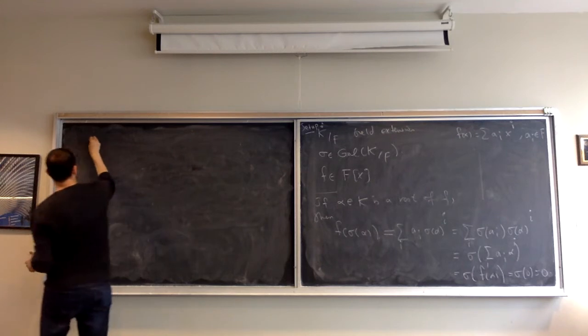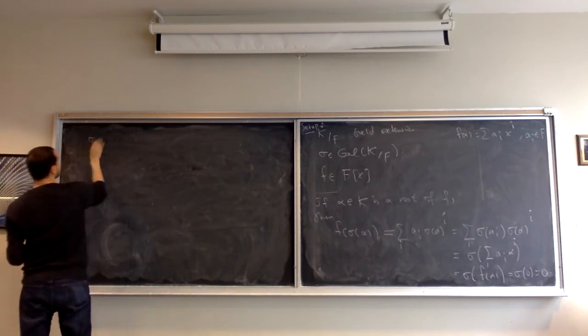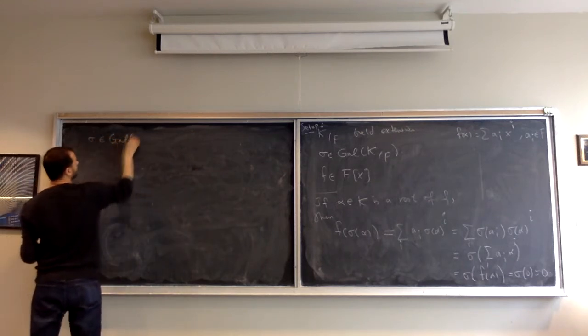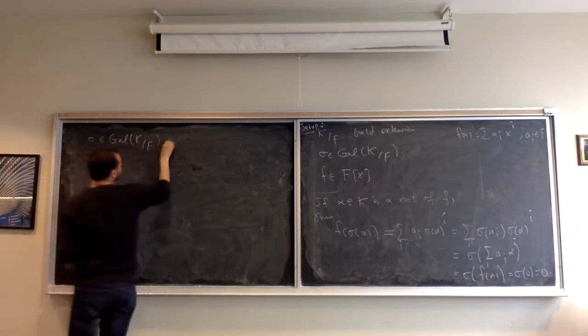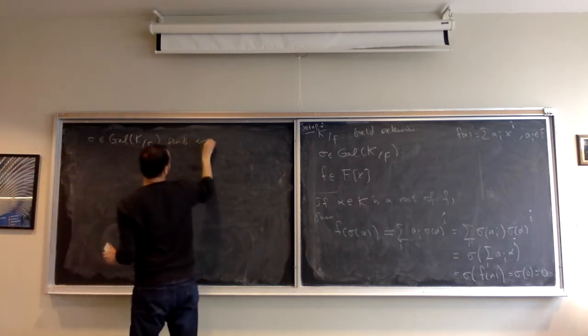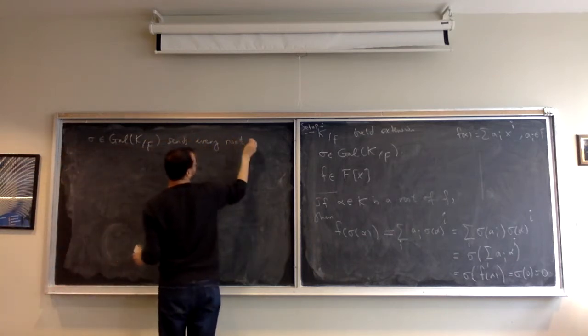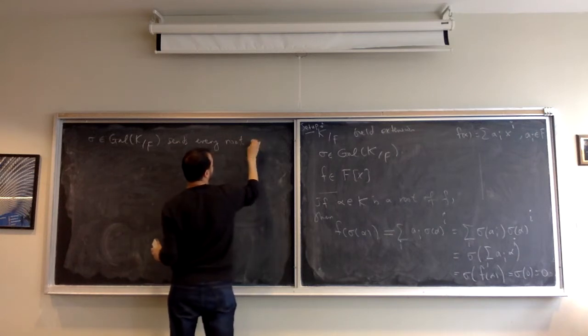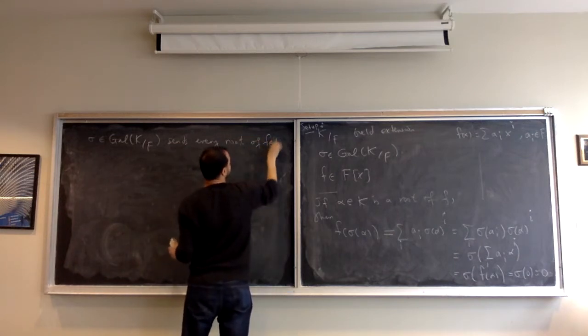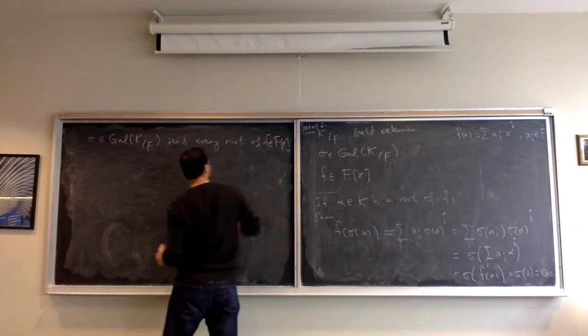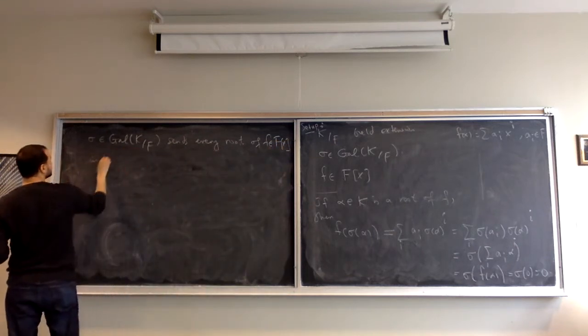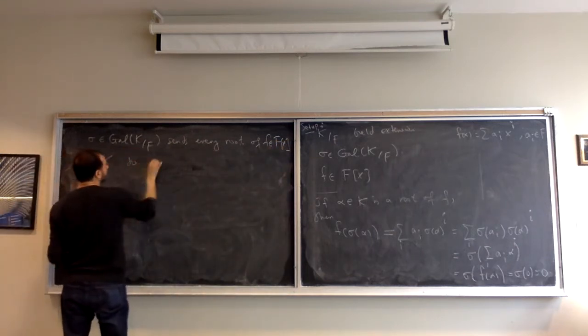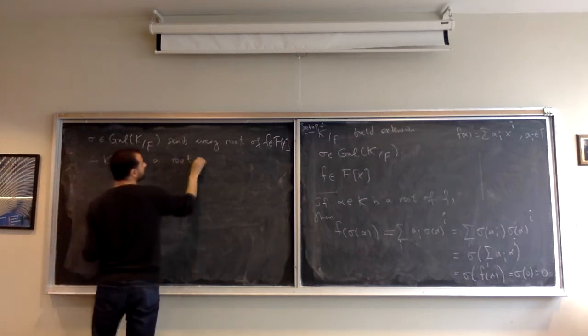Sigma, being an element of the Galois group of K over F, sends every root of f, so the polynomial with coefficients in F, every root of that in K, to, again, a root of the same polynomial.